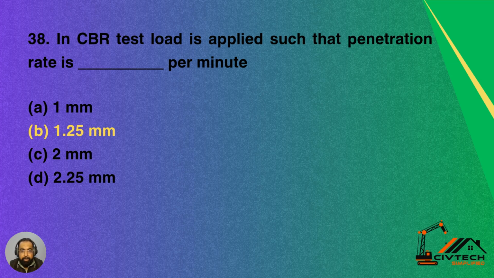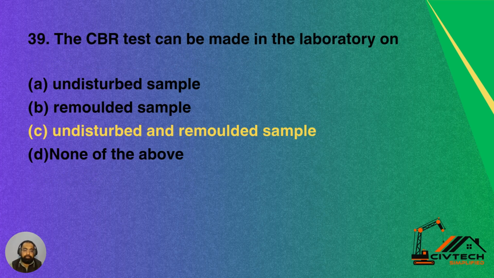Question number 38. In CBR test, load is applied such that penetration rate is dash per minute. Option A, 1 mm. Option B, 1.25 mm. Option C, 2 mm. Option D, 2.25 mm. So in CBR test, load is applied such that penetration rate is 1.25 mm per minute. Option B is the correct answer for this question.